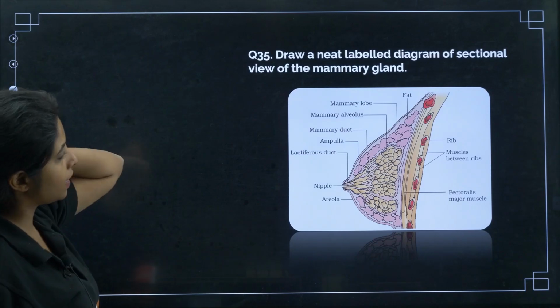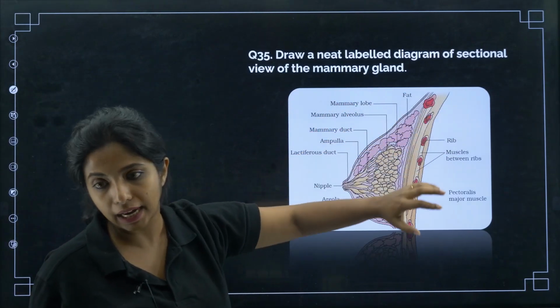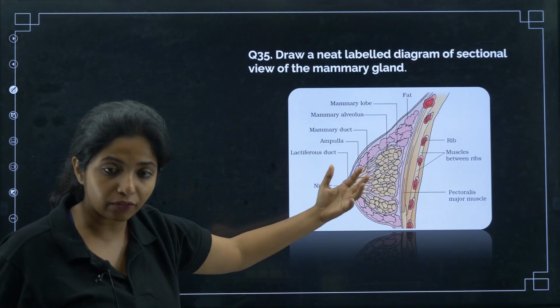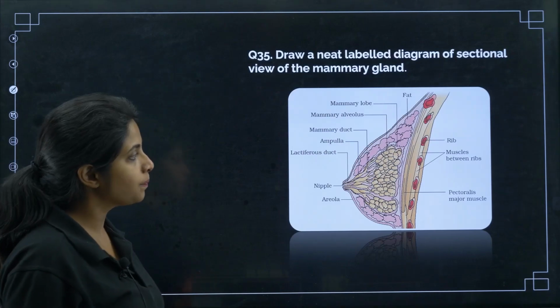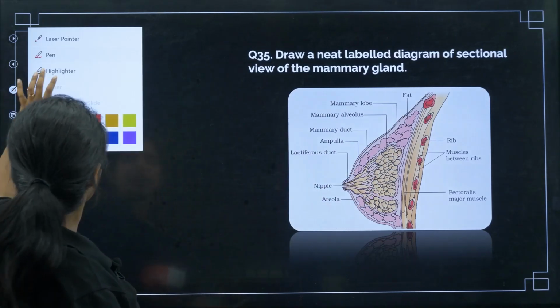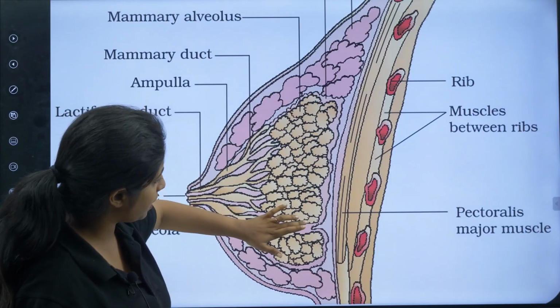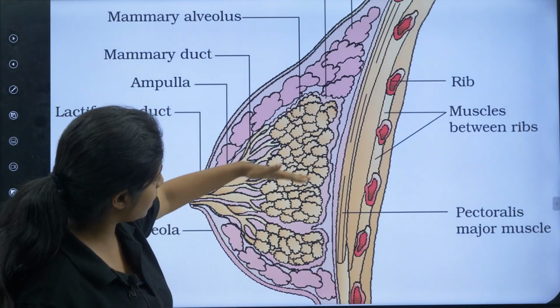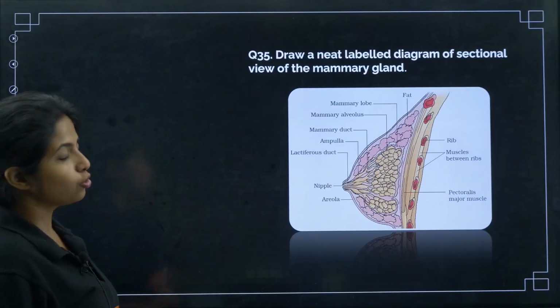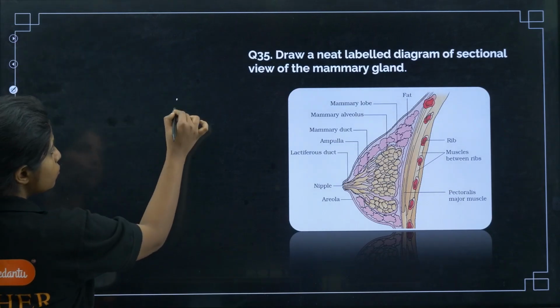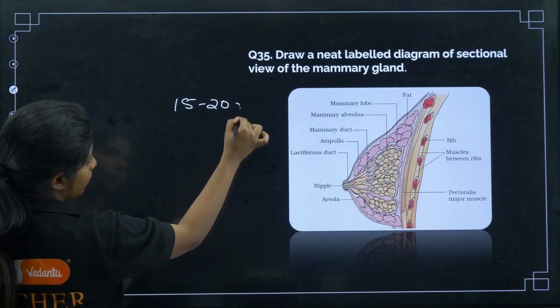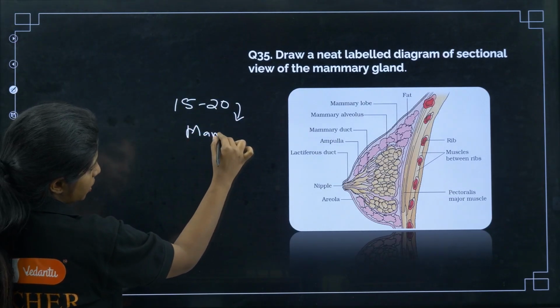Draw a neatly labeled diagram for sectional view of mammary gland. So I'll tell you how, again, the way to remember it, that will be much better. So my dear children, if you see the mammary gland over here, it has lobes. So this is one lobe, this is second lobe. So you have multiple lobes over here. Okay. So how many lobes are there? Mammary lobes, almost 15 to 20 mammary lobes are there.